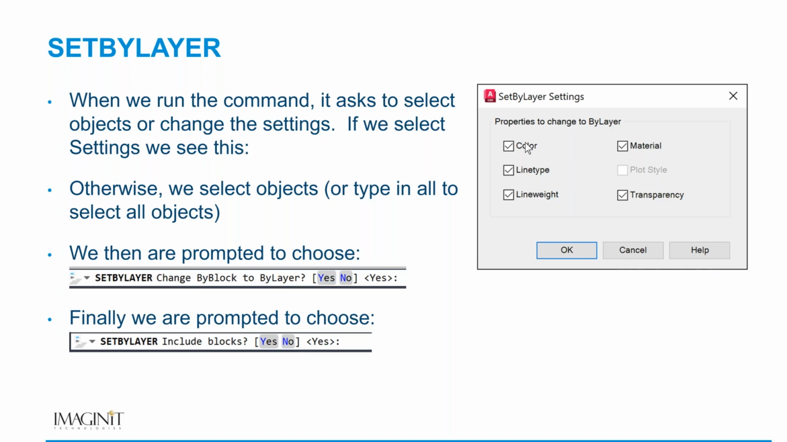Font and text size is not set by layer. This is entirely for colors. So again, we're only talking color, line type, line weight, transparency, material, and plot style. We're not talking about sizes. That's different and depends on if you're using annotation versus non-annotation. And we can talk more about that, Jacqueline, in a minute.